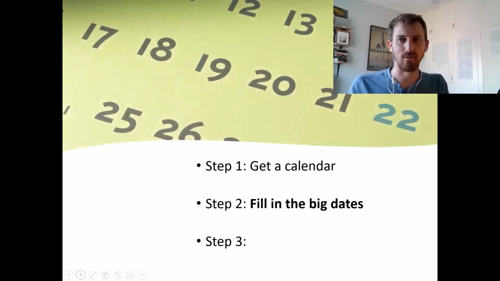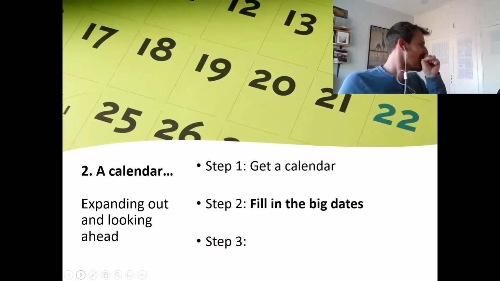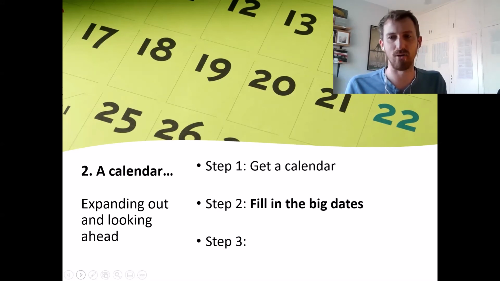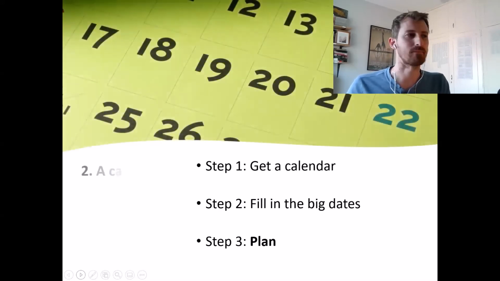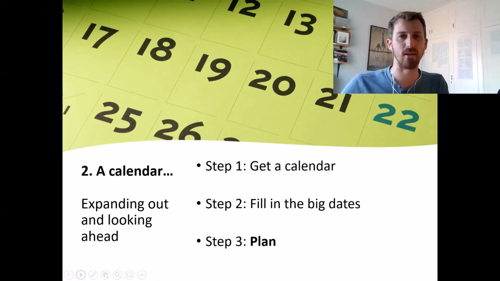What next? Well, step 2, you start by filling in the big dates. Term dates, starting, ending, download the semester dates from UKZN or the UniZulu website, your university, and then put those big dates in. And then put down assignments and tests and other important dates as they are given to you by your lecturers or your professors. And then step 3 is to, once you've written that down, plan things out.